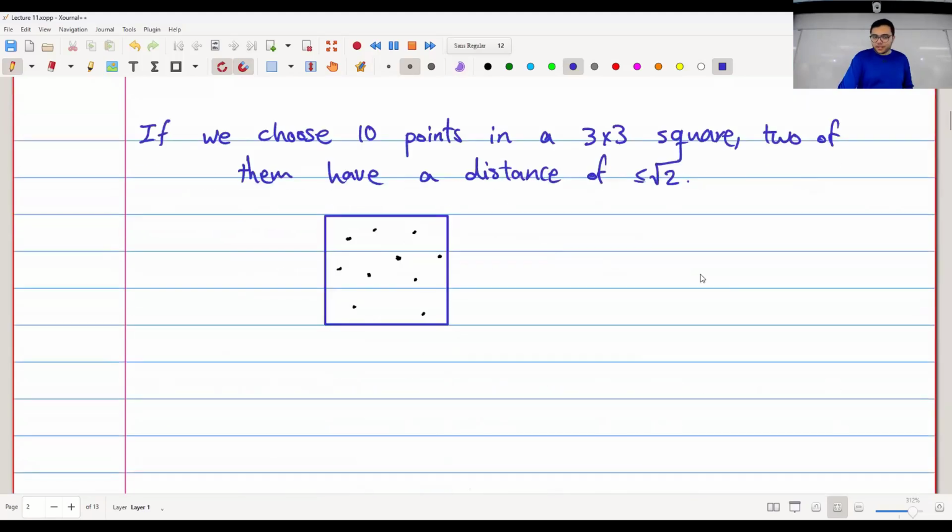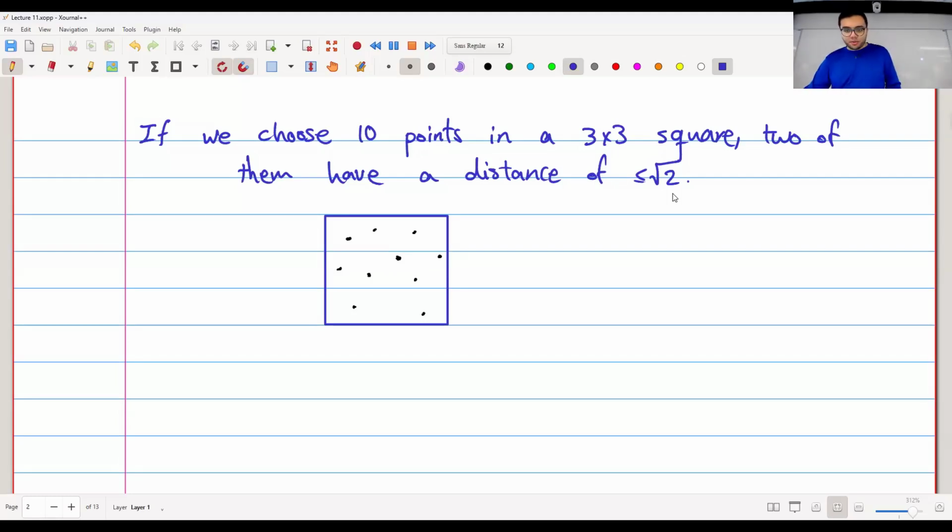So let's start with a simple problem. Let's say that we have a 3 by 3 square, and we have chosen 10 points in this 3 by 3 square. Now, I don't know anything about how these points are chosen. It can be any combination of points. Okay. I want you to prove that no matter how the points are chosen, there are 2 of them that have a distance of at most square root 2 from each other. Okay. So again, here, the main problem is what is my set of pigeons? What is my set of holes?